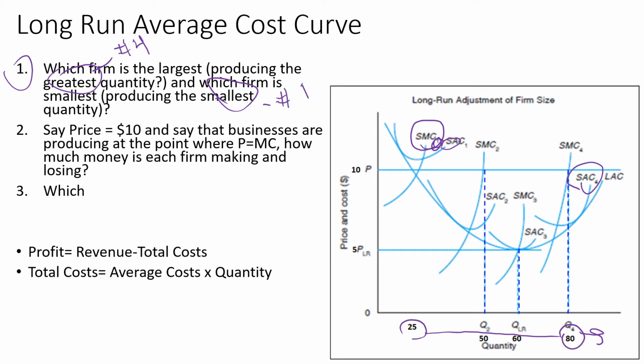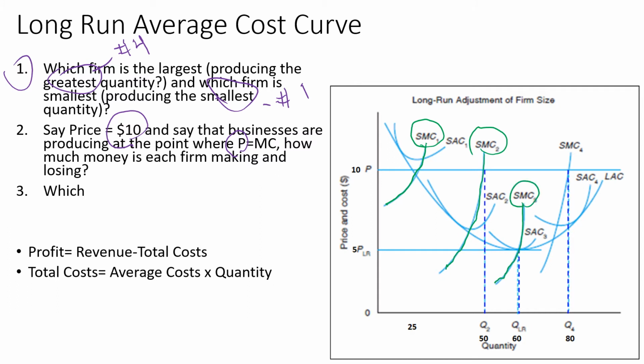Say the price that we can sell the product for is $10, and say that businesses are producing at the point where price equals the marginal cost. How much money is each firm making and losing? Okay, so for this, the marginal cost for each of these firms is different. We can see here that we have a marginal cost curve for firm number 1, a marginal cost curve for firm number 2, firm 3, and firm 4.